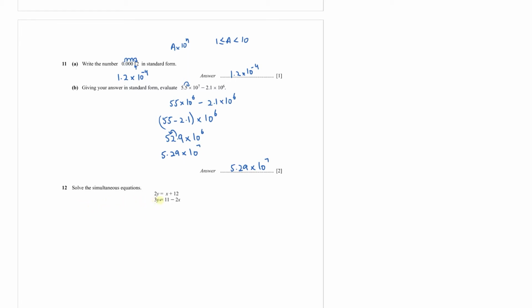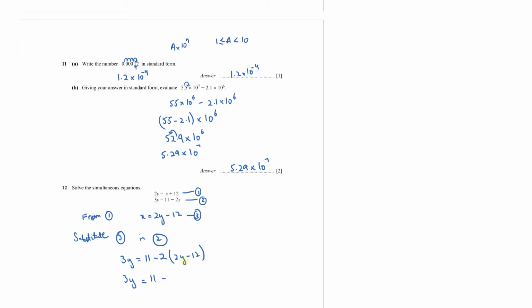Question 12 is to solve the simultaneous equations. Let me mark this equation as number 1 and this as number 2. I can use the substitution method. From equation 1, if I take this 12 to the other side, I get x equals 2y minus 12. Let's call this 3. Substitute equation 3 in 2. Equation 2 is 3y equals 11 minus 2x, but x is now 2y minus 12. So now you have an equation in y that you can solve to get the value of y.